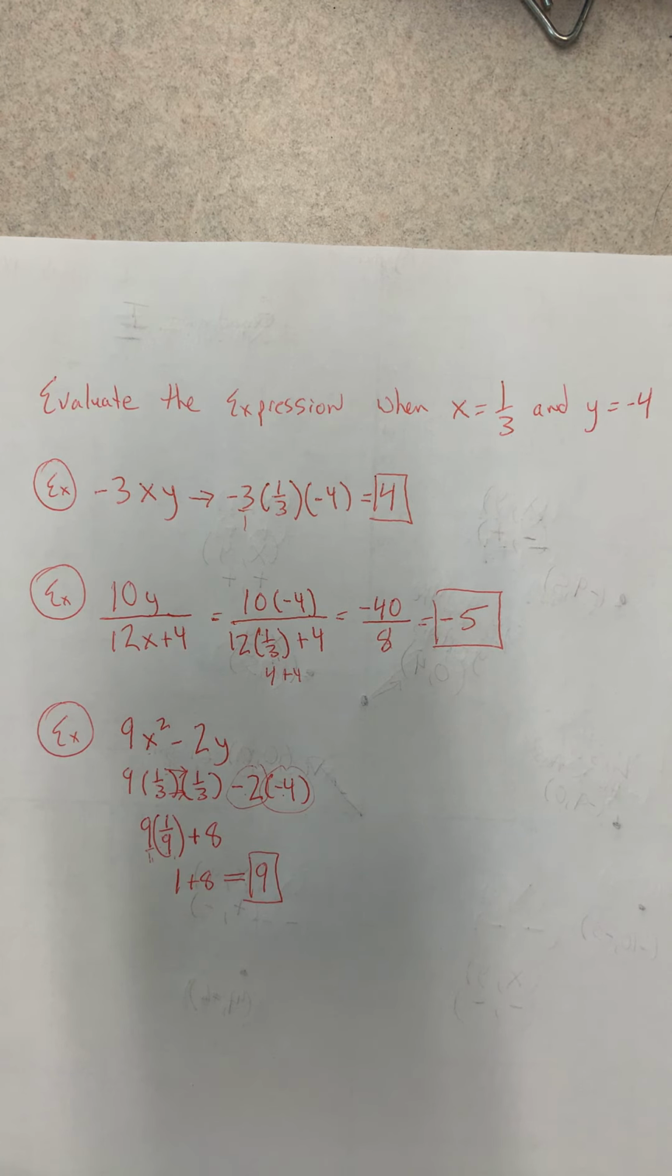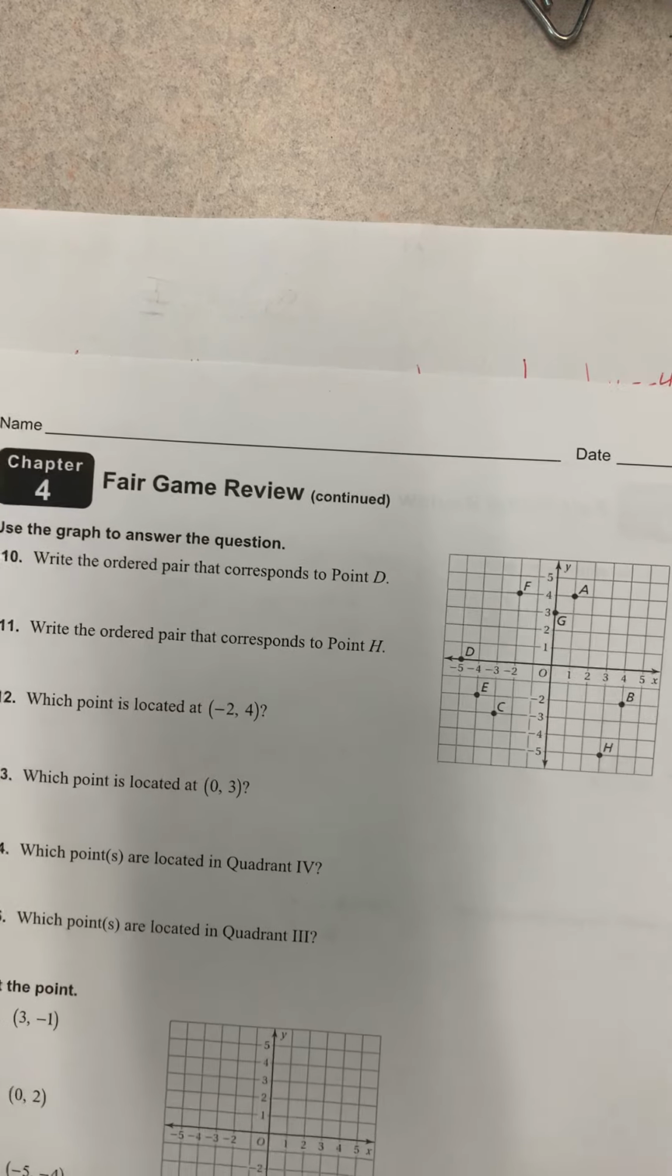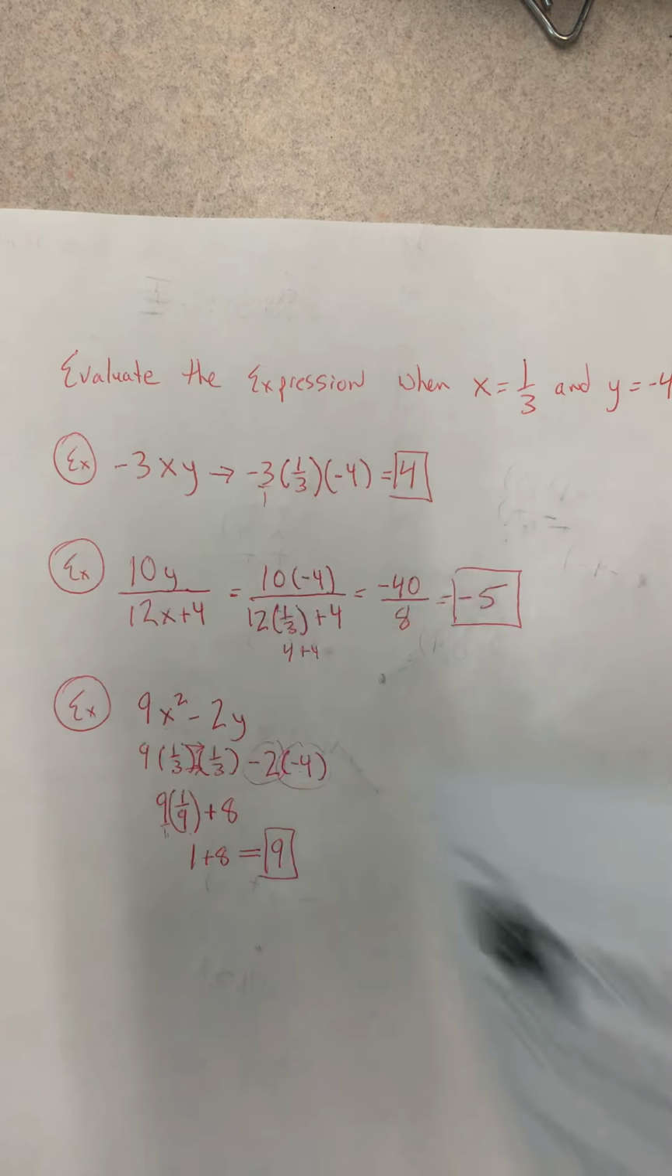That's all you have to do on the other assignment. On the Fair Game Review, take those values for x and y, plug them in, and evaluate it. The backside of that assignment is just simply labeling ordered pairs. Give those a whirl, see what you can come up with.